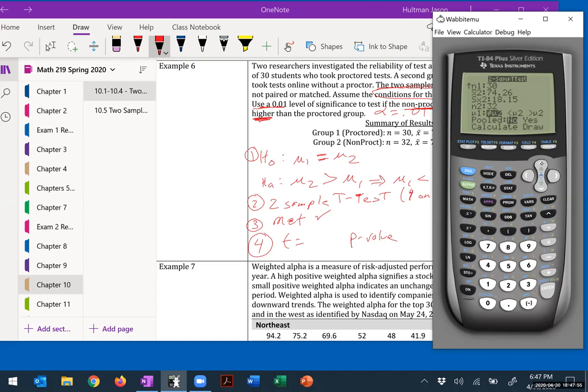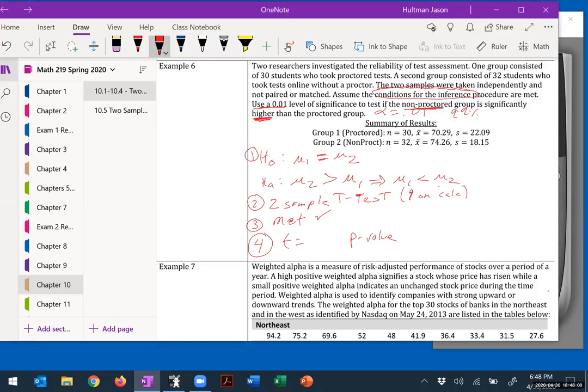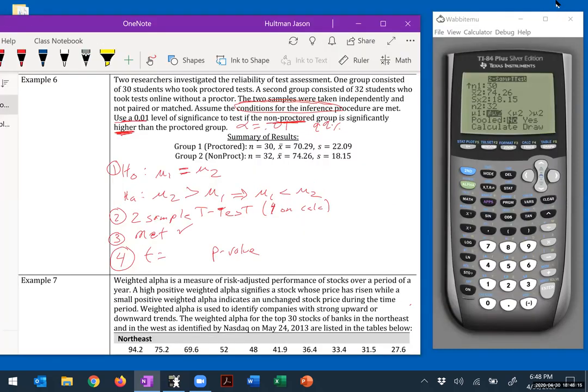Now the only thing that we have to do is make sure that our alternative hypothesis is correct. So what are we doing? We're comparing mu1 to mu2, and we're saying is mu1 less than mu2? So we're going to hit enter, mu1 less than mu2, and then we're going to hit calculate. And this should give me my t value and my p value.